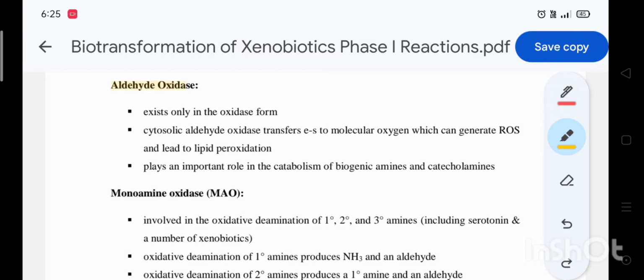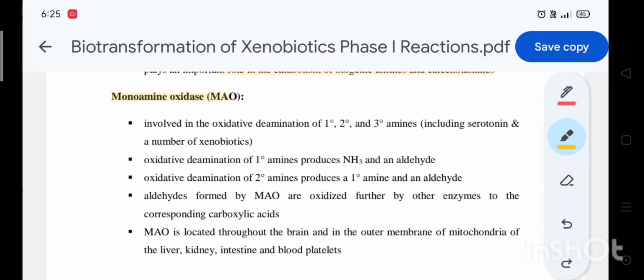Now aldehyde oxidase. They exist only in oxidase form, and they play an important role in catabolism of biogenic amines and catecholamines. They also generate ROS and lead to lipid peroxidation. Now monoamine oxidase. They are involved in the oxidative deamination of 1 degree, 2 degree and 3 degree amines, including serotonin and a number of xenobiotics. Oxidative deamination of 1 degree amines produces NH3 and aldehyde. Oxidative deamination of 2 degree amines produces a 1 degree amine and an aldehyde. They are present in liver, kidney, intestine and blood platelets.